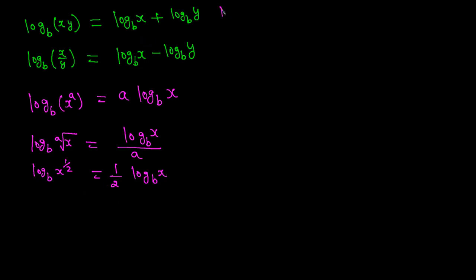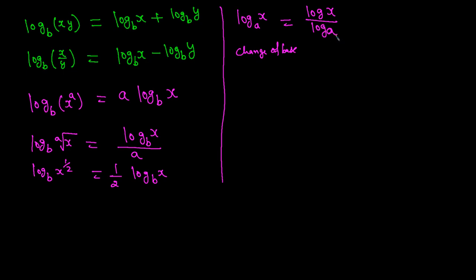Okay, so the other property is called change of base. Let's say you've got log base a of x. This is called the change of base property. Then this is going to be log of x over log of a. You can solve it by using this, or natural log of x over natural log of a. It doesn't matter, it gives you the same answer.